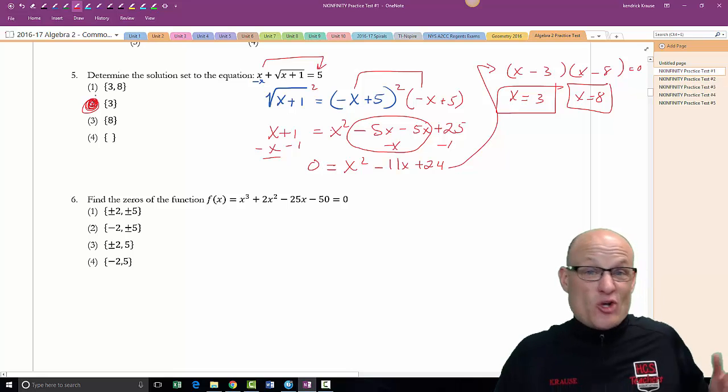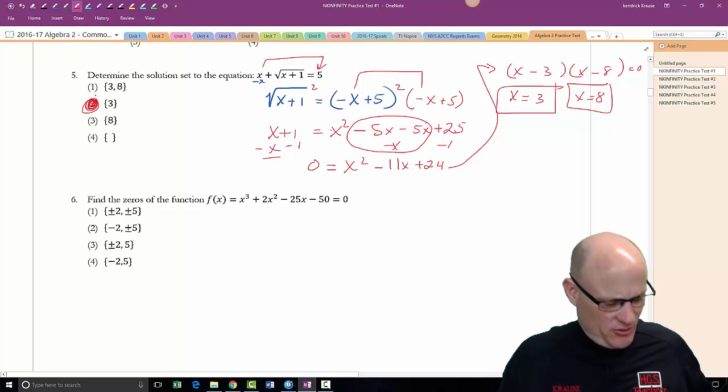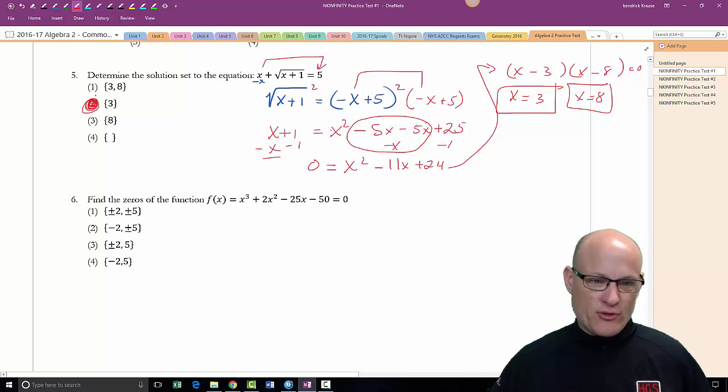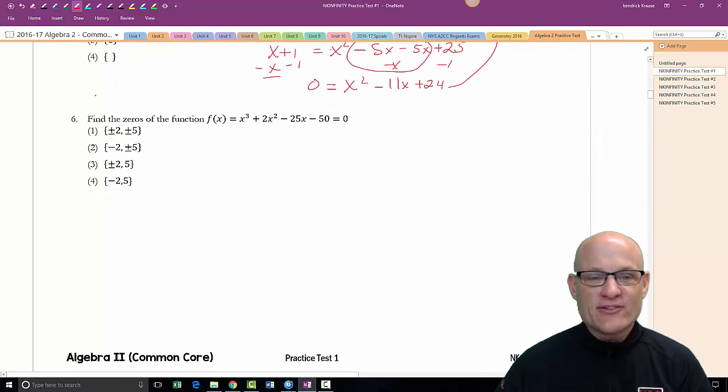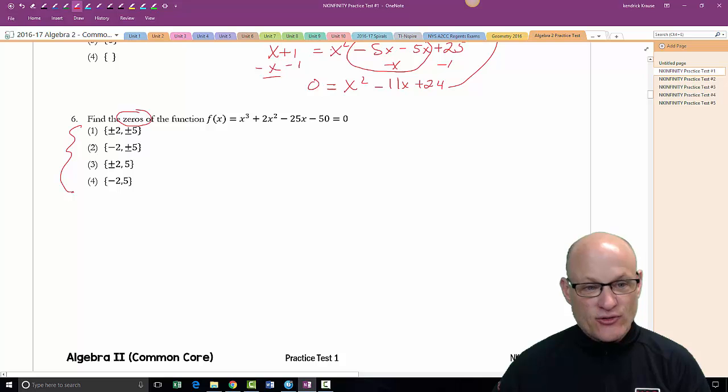Now, I could have just stowed the answers in and checked to see which ones work. But I want you to be able to do that work. All right, so find the zeros of this function. Zeros. Again, I could just take these answers, stow them in, and see which one works. But what's the fun in that? We need to do some mathematics.